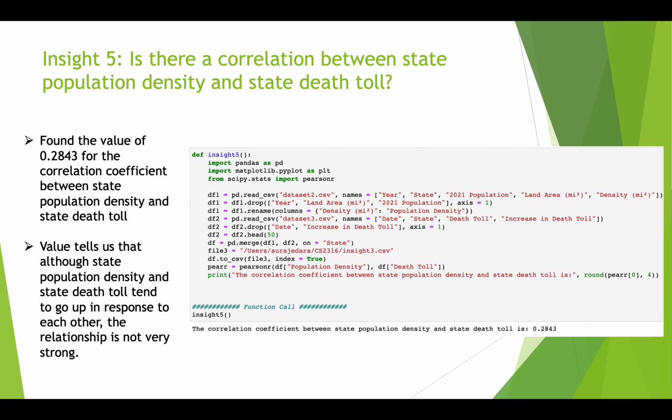For my final insight, I looked into whether there is a correlation between state population density and state death toll, and found the value of 0.2843 for the correlation coefficient between these variables. This value is insightful because it tells us that although state population density and state death toll tend to go up in response to each other, the relationship is not very strong.